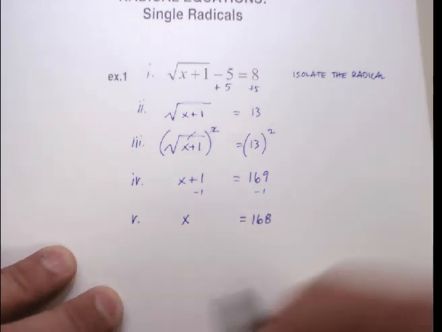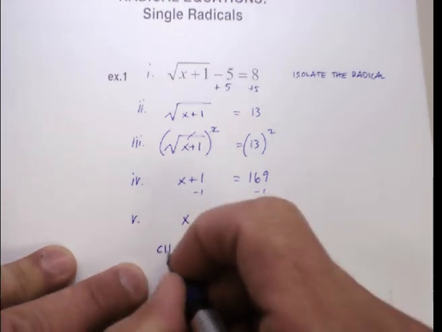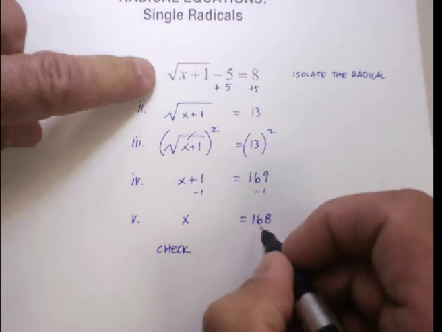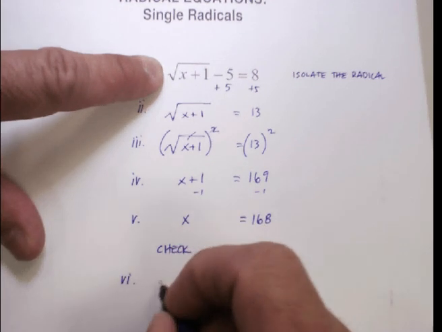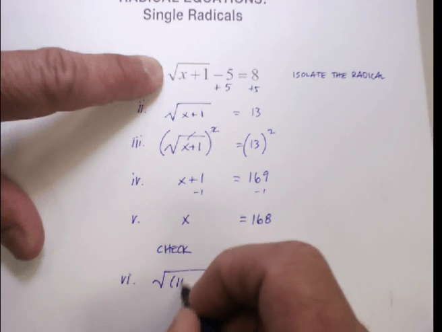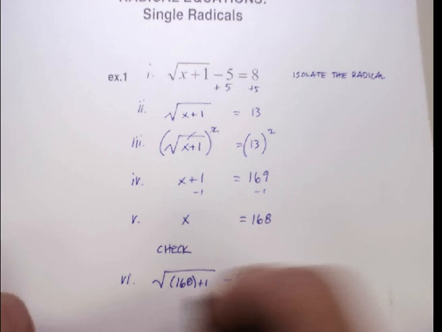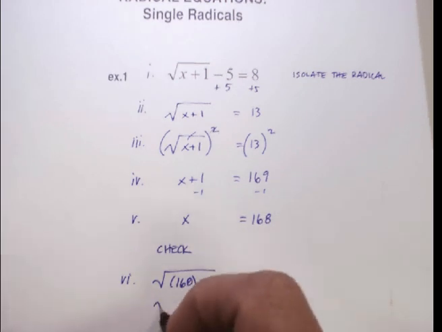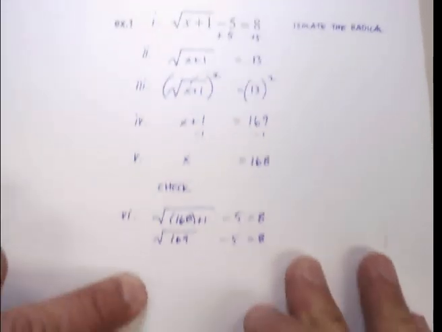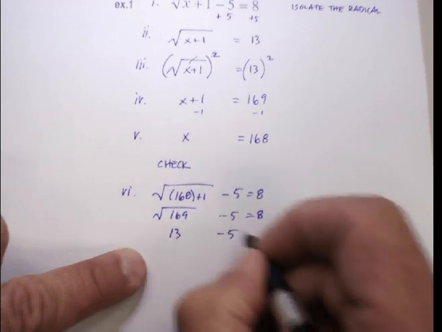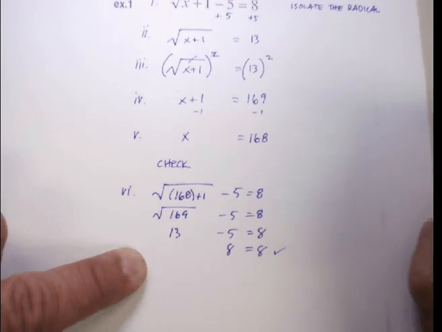Now, I'm always very careful here, and I want to make sure that that number works. So I'm going to actually do a quick check to see if 168 will make this statement true. So let's go ahead and do that. So the check would be this. I'm going to put 168 in where the x is. The square root of x plus 1 minus 5 is equal to 8. You get 168 plus 1, which is the square root of 169 minus 5. The square root of 169 is 13. Minus 5 is 8, and you can see that 8 is equal to 8, and the answer checks out.